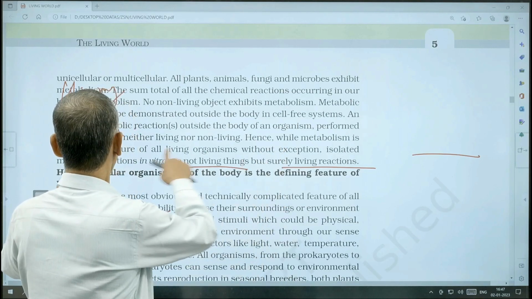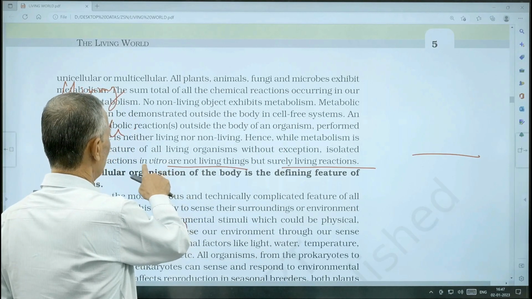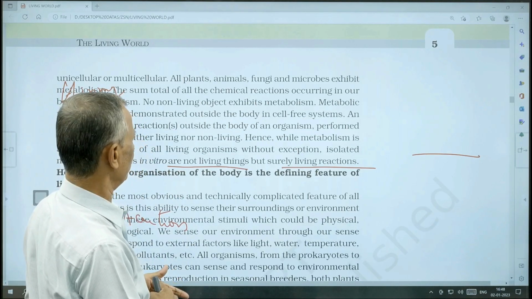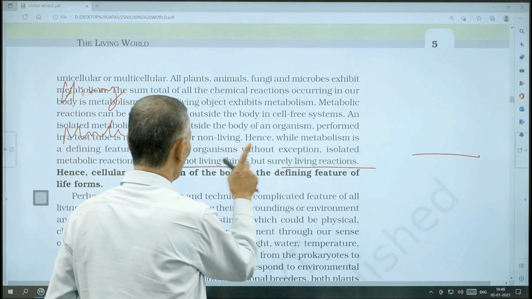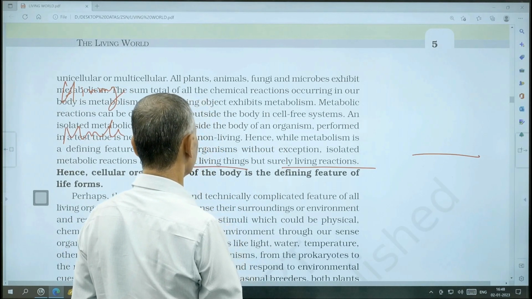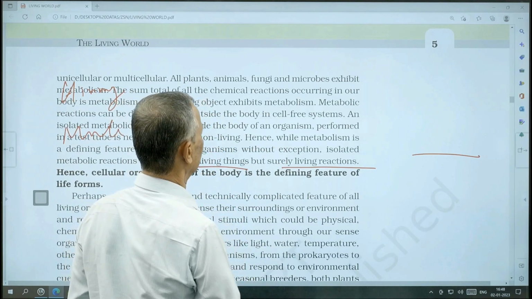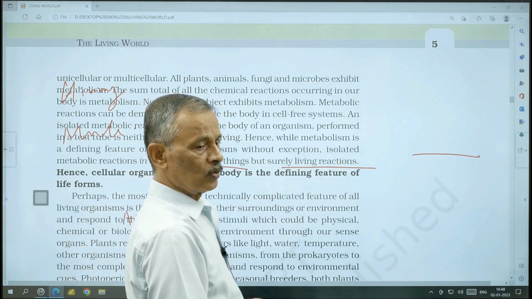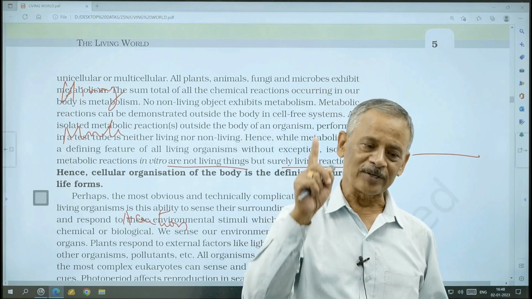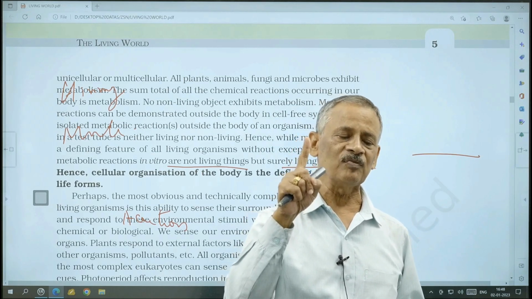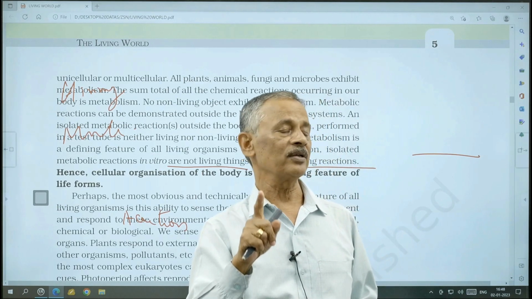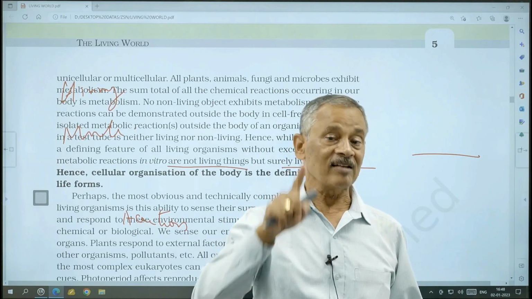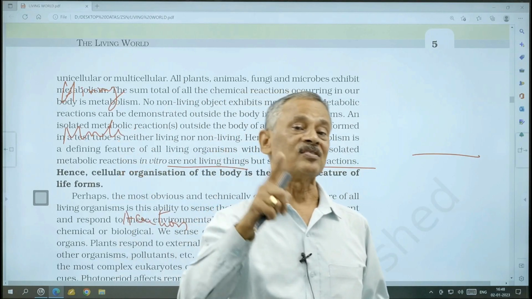So such isolated metabolic reactions in vitro means in laboratory conditions. They are not living things. Such metabolic reactions are not living things, but surely living reactions. So we have to say that metabolism is a character that is present within the body of living things, but we also have to accept that metabolism can also be conducted in a cell-free system.